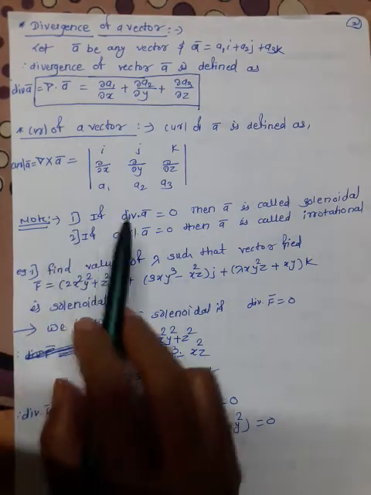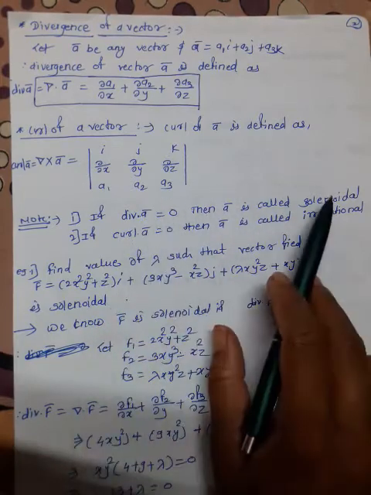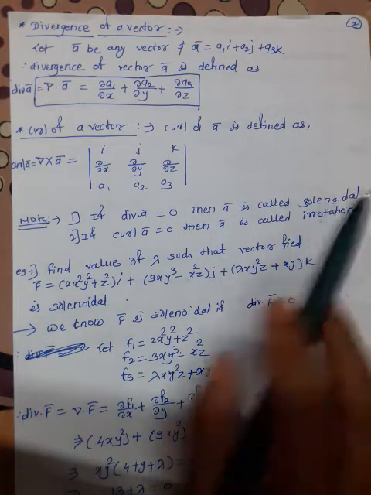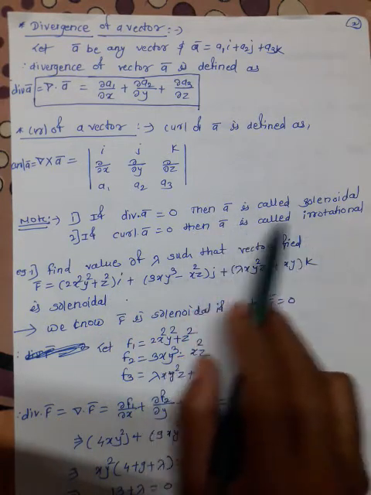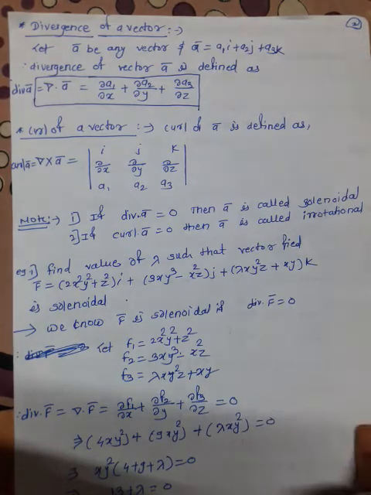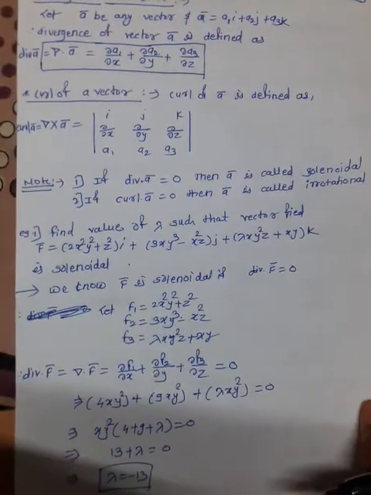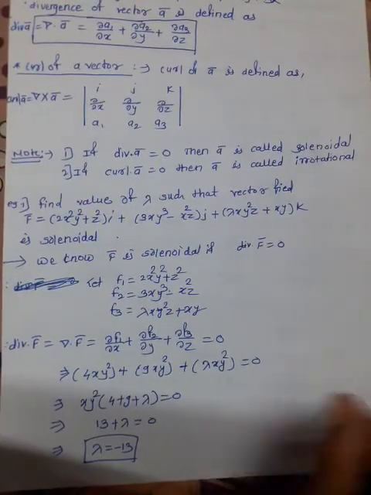Now note, if divergence of a bar is equal to 0, then a bar is called a solenoidal vector. If curl of a bar is equal to 0, then the vector is called an irrotational vector. These are some short notes, in the exam they can ask for objectives. Okay, let us see the examples.